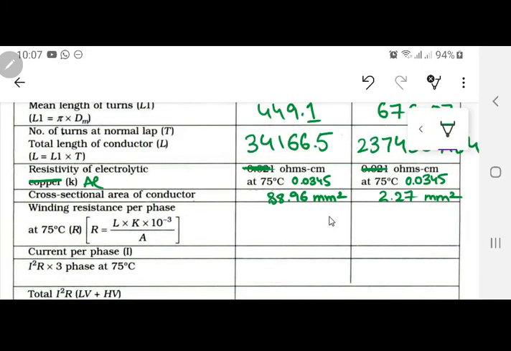Okay, now find out the winding resistance. Use the formula: L into rho into 10 raised to power minus 3, the minus 3 is taking care of the units and all that, divided by the area. Sorry, not ampere, this is actually the cross-sectional area. This one is area.